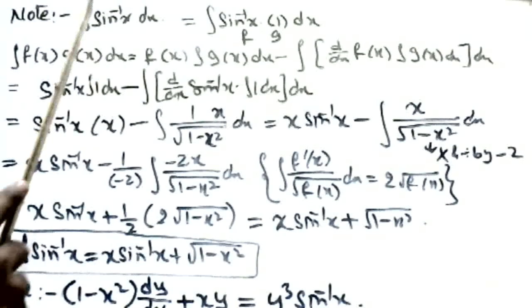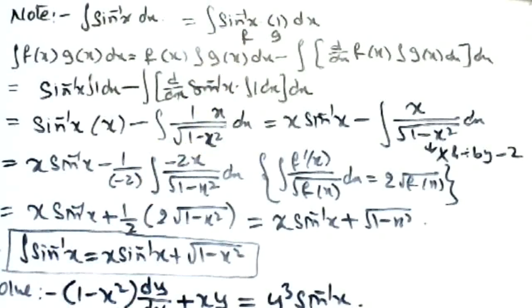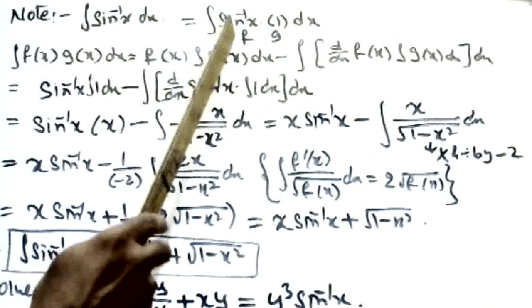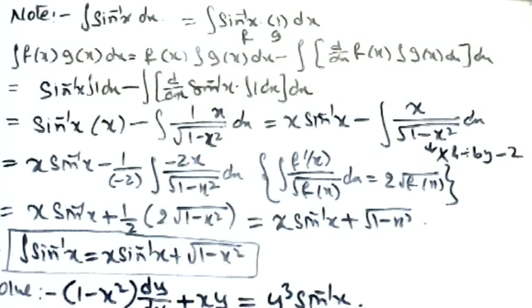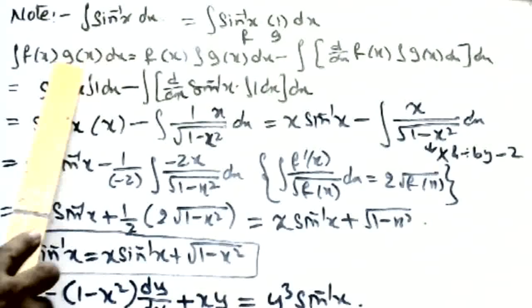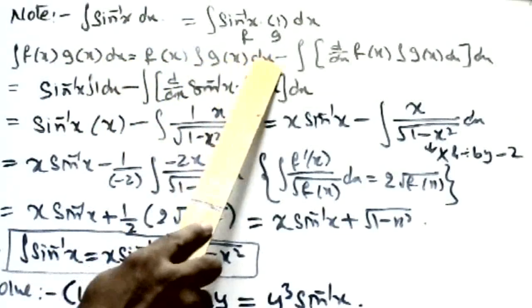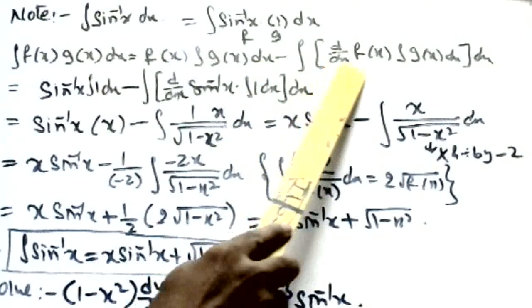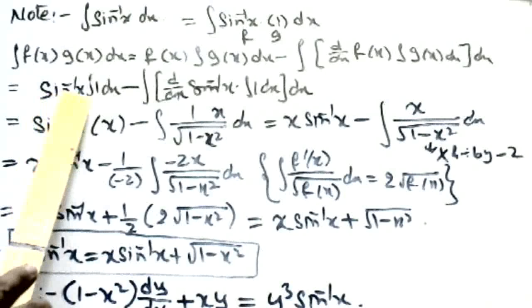In the previous classes, in the 12th class, we learned that to find the integration of sine inverse x, we have to write sine inverse x into 1. We suppose sine inverse x as f and 1 as g, and we solve this by integration by parts. The formula: integration of f of x into g of x is f of x integration of g of x dx minus whole integration d by dx of f of x integration of g of x dx. So this is f, this is g.